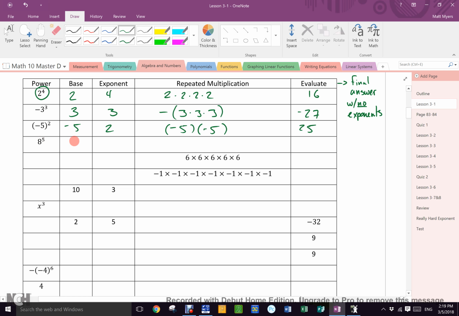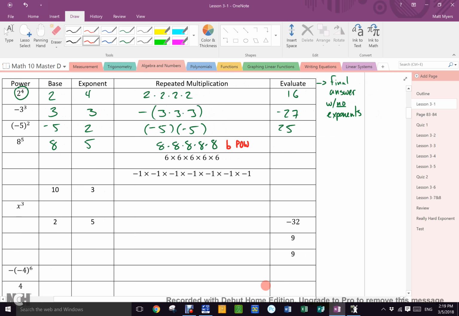What about this one? What's the base? 8. What's the exponent? 5. So how many 8's do I need in there? 5 of them. Can you do that in your head? No. I can't, so you've got to use the button on your calculator. Everybody's button is different, but you always follow the same rules. Base, then whatever your power button is.